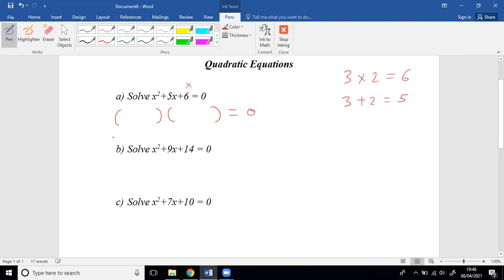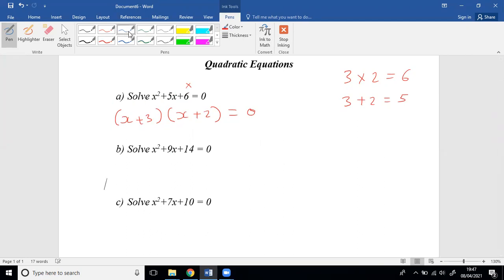Yep. So therefore, your answer should be 3 and 2. Since they're both positive, you write x plus 3, x plus 2. And if you want to check if your answer is correct, you multiply the two brackets by themselves, and then simplify. It should give you the original, or let's say the initial question.